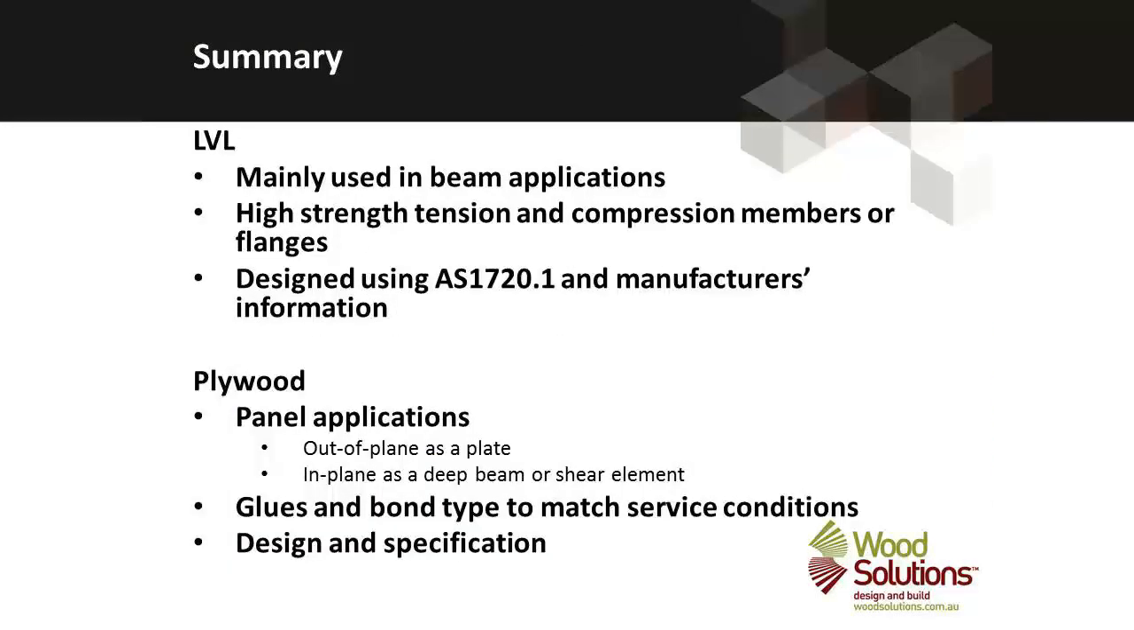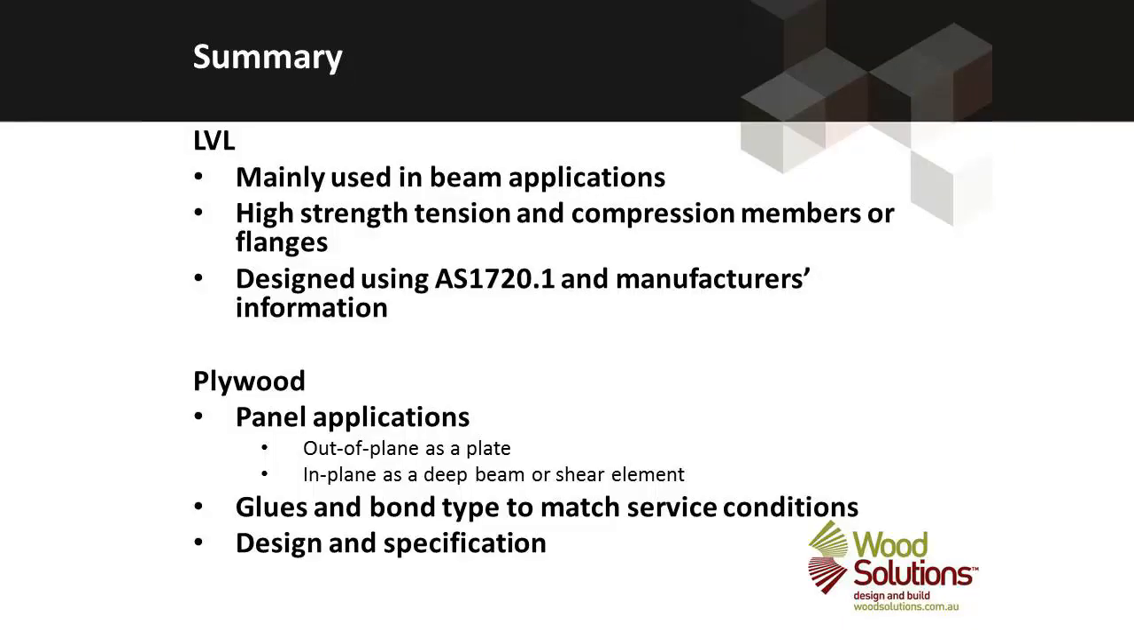So in summary, laminated veneer lumber mainly used in beam applications. They can be quite high beams. They have high strength. They can be used for large structural demand, tension, bending or compression members. It's designed fully using AS 1720.1 and information that comes from the manufacturer. Plywood is for panel applications. Those panel applications can have joint, architectural and structural roles, and again the design methods are outlined in AS 1720.